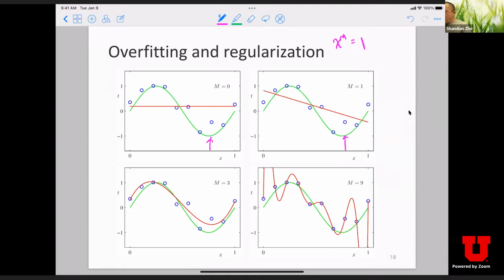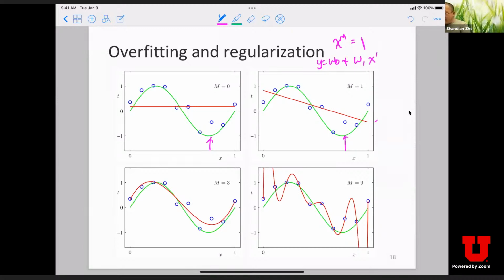And when you choose m equals 1, we know that y equals w0 plus w1 times x to the power of 1, right? So you see, this is just a linear function, and we can see how this linear function is learned to fit the data. Of course, in both cases, m equals 0 and m equals 1, they underfit the data, and it's far from the ground truth curve, right?